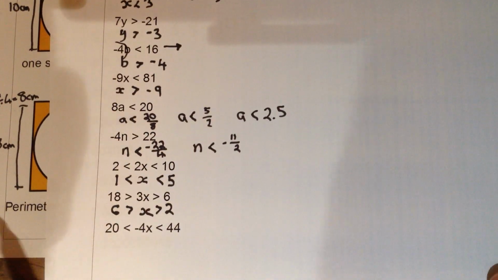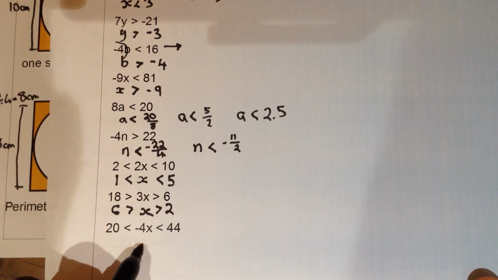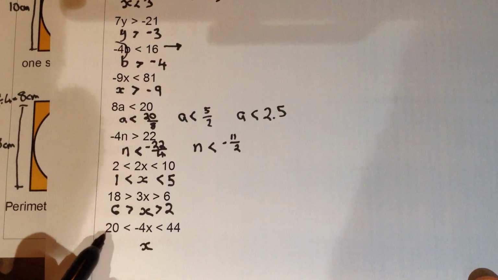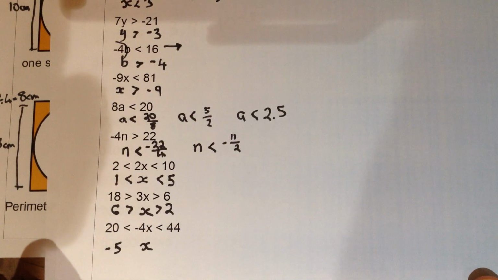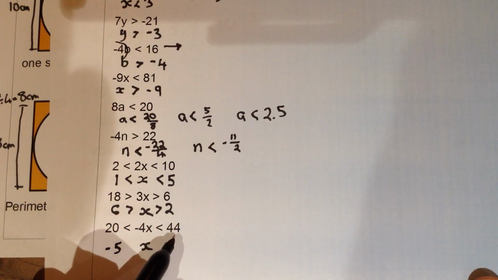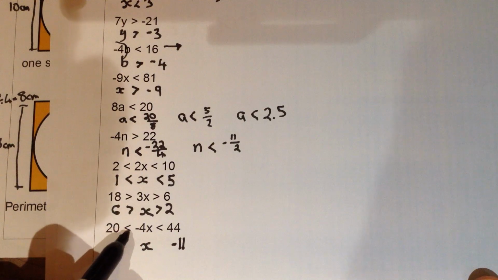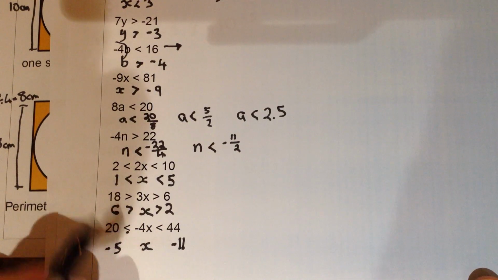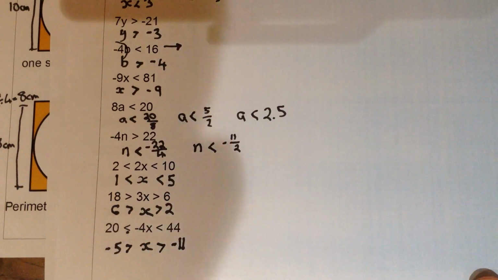For the one at the bottom though, I'm going to have to divide by negative 4. 20 divided by minus 4 would give me minus 5. 44 divided by minus 4 will give me minus 11, and I would have to change both signs because I've divided by minus 4, a negative number, to give me this.